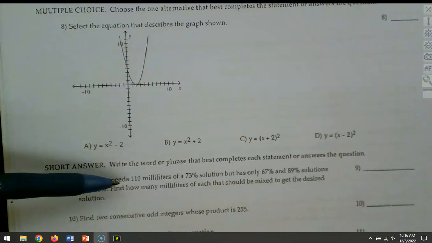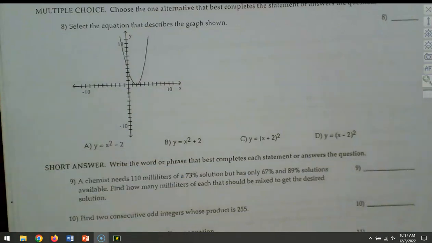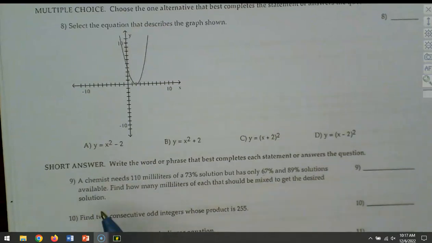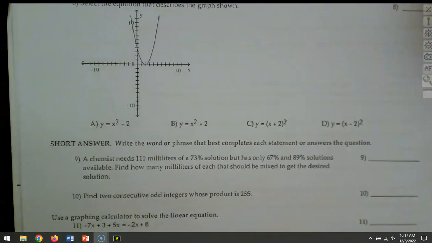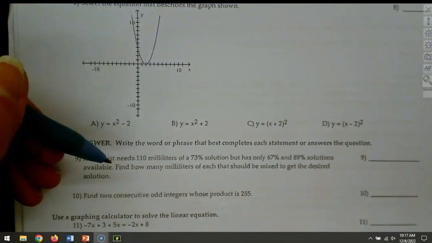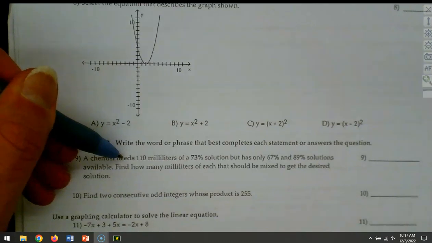A chemist needs 110 milliliters of a 73% solution. But he only has a 68% and an 89% available. How many milliliters of each should be mixed to get the desired solution? Now, let's start by picking this apart. A chemist needs. So what does that mean? The needs, that means that's going to go in box 3, because that's our end result.